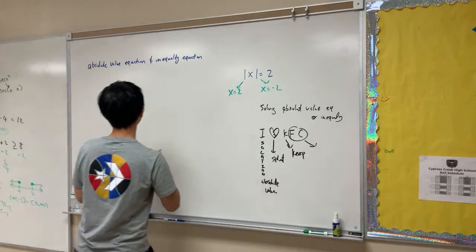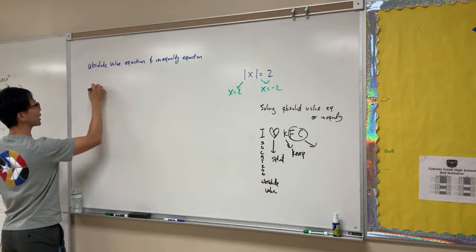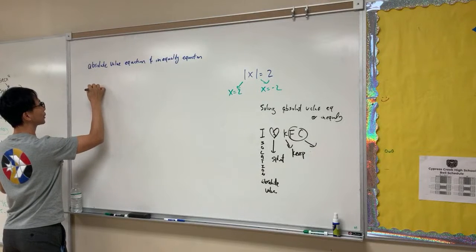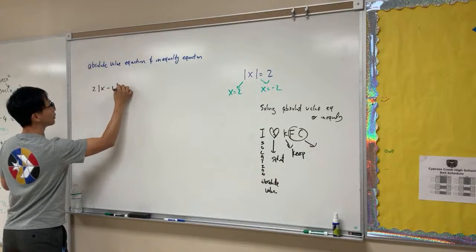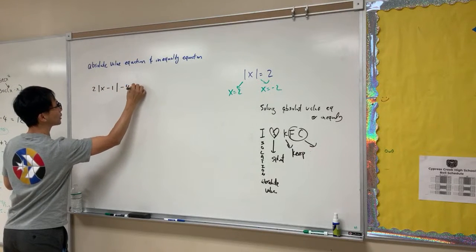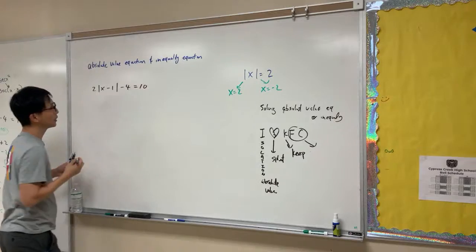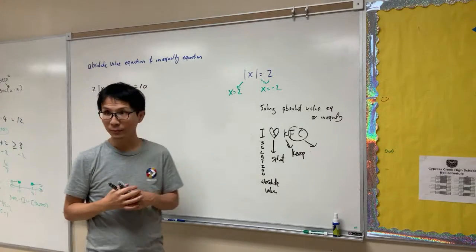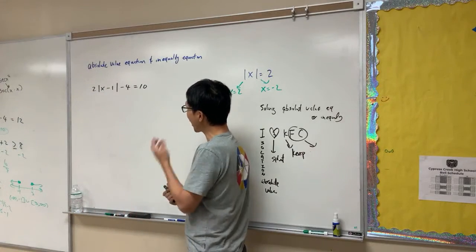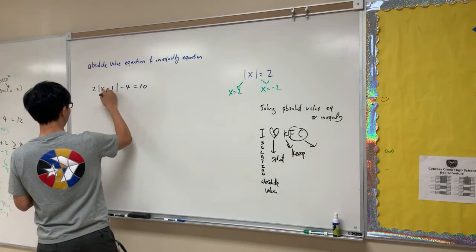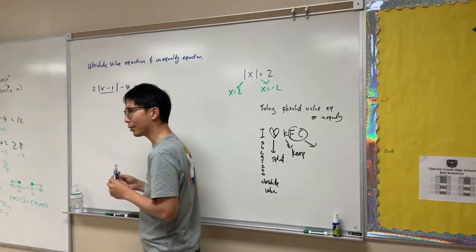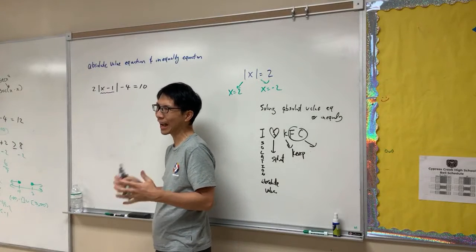So we're going to solve this equation. Let's do 2 times the absolute value of x minus 1, minus 4, is equal to 10. Okay? So the first job is to isolate the absolute value. So you're going to isolate it.